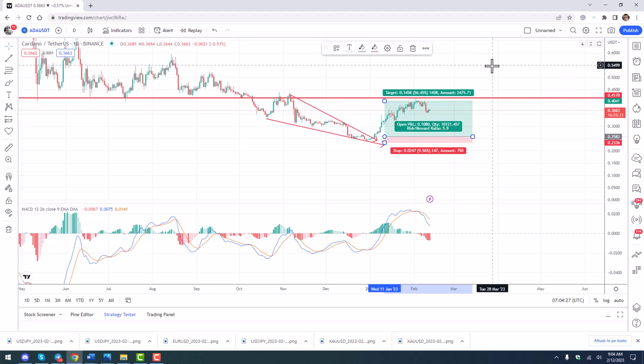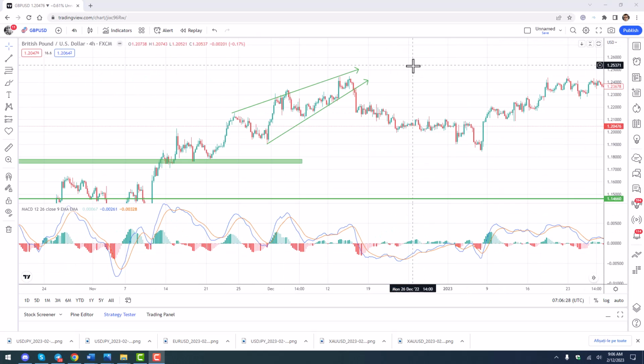So as I said in the beginning, this is what I like a lot about this strategy, is the fact that we have a very high risk reward. Now let's see how we trade a correction using this strategy.